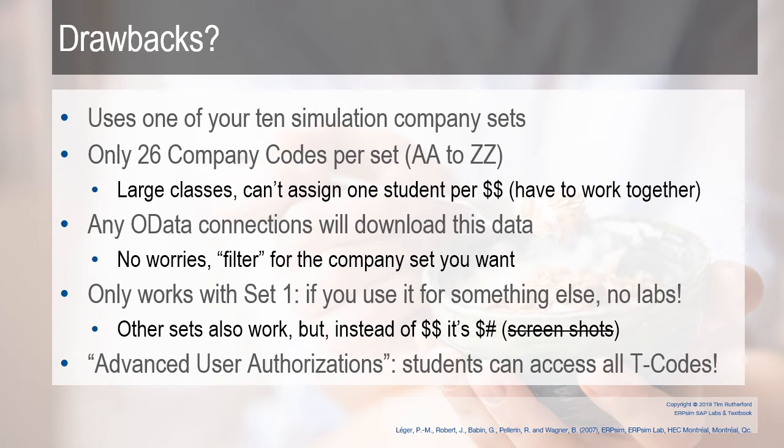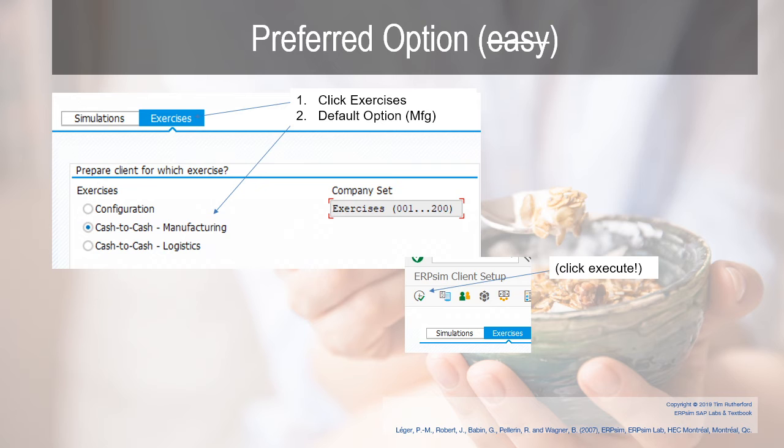That may or may not be an issue. Again, that's how it was before, so it's probably not that big of a deal, but realize that students have access to T codes that they don't necessarily need access to when you use that advanced user authorizations. The preferred option is to go to a whole separate space within your client and use these exercises.